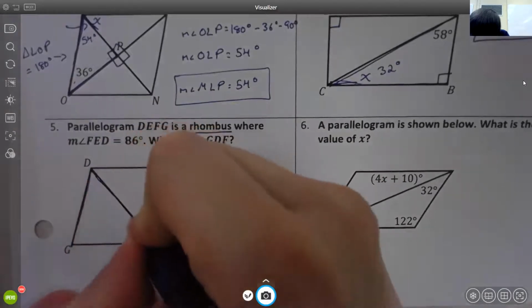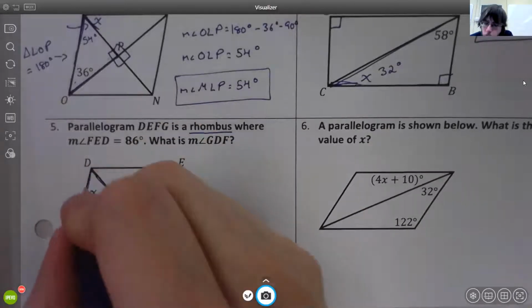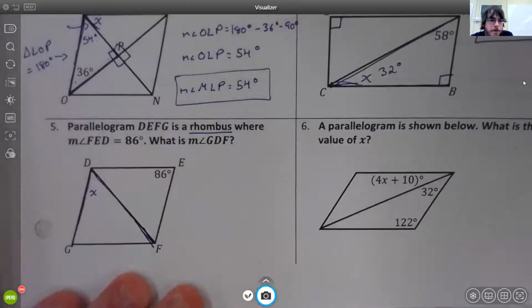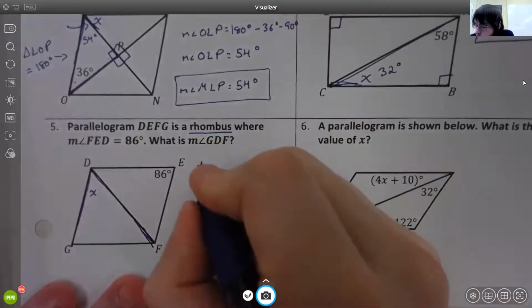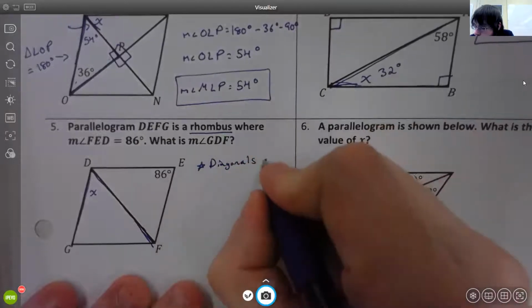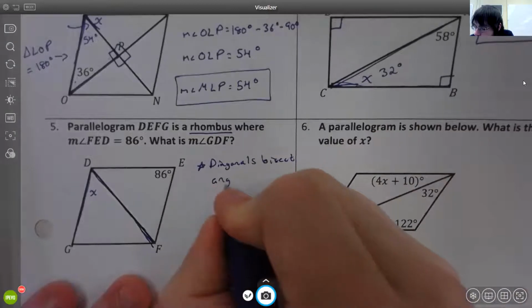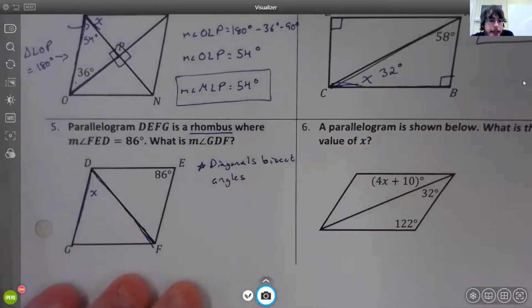Now, is GDF a part or is it the whole thing? Well, it's just one part. It's just that part there. Now, we know this is a rhombus, okay? So we know something about the diagonals, and that is that the diagonals, well, they were perpendicular, but they also bisect the angles.